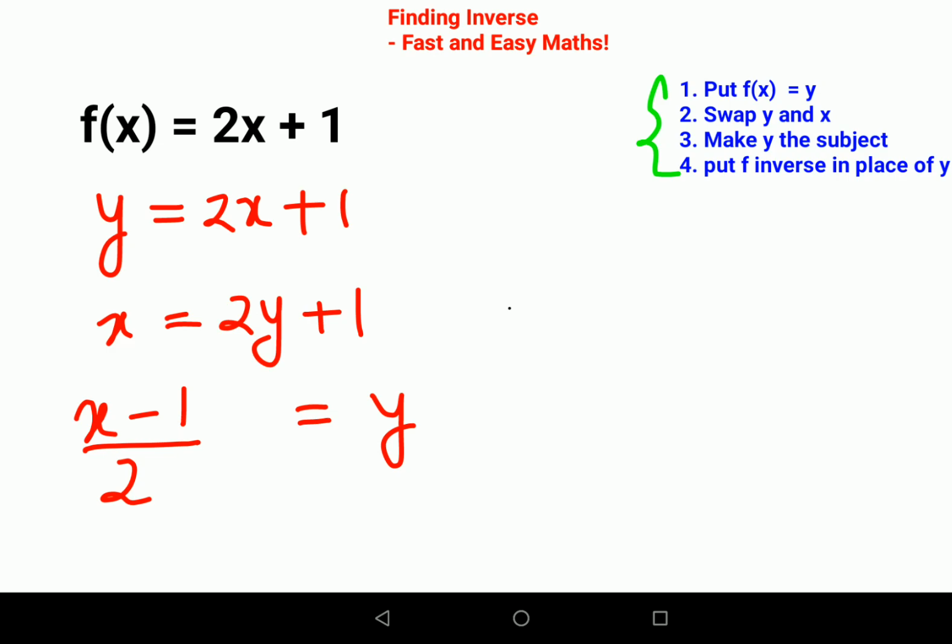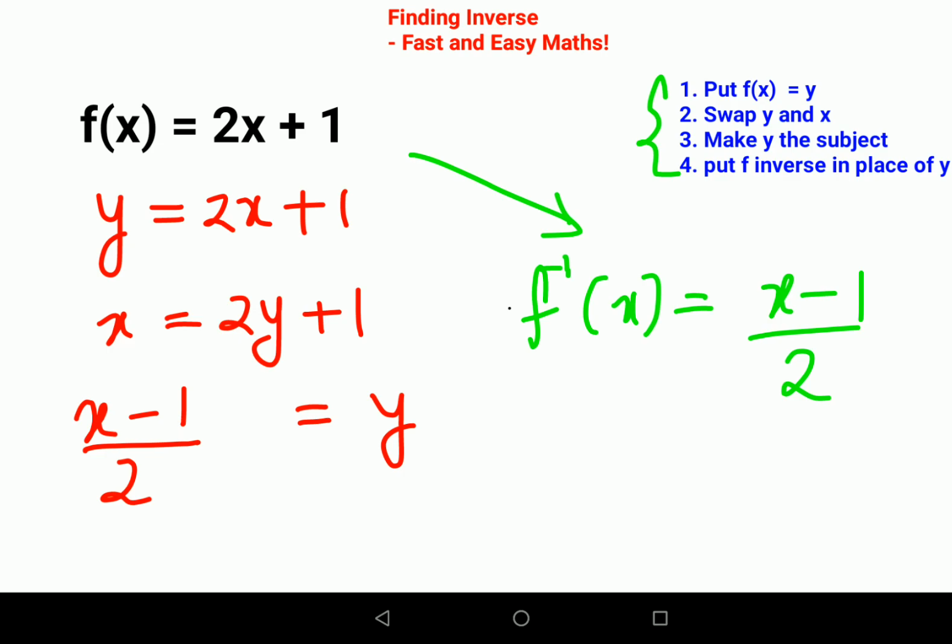Now just put f inverse in place of y. So now your final answer is nothing but f inverse of x is equal to (x minus 1) upon 2. So this is the inverse of the function given.